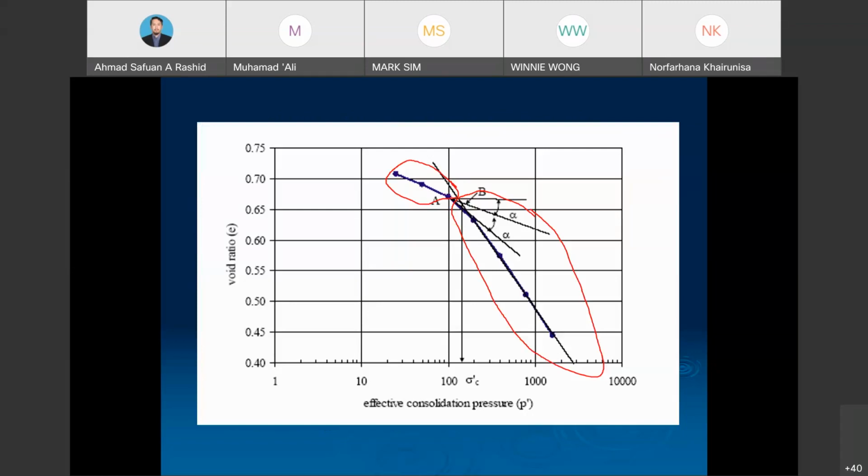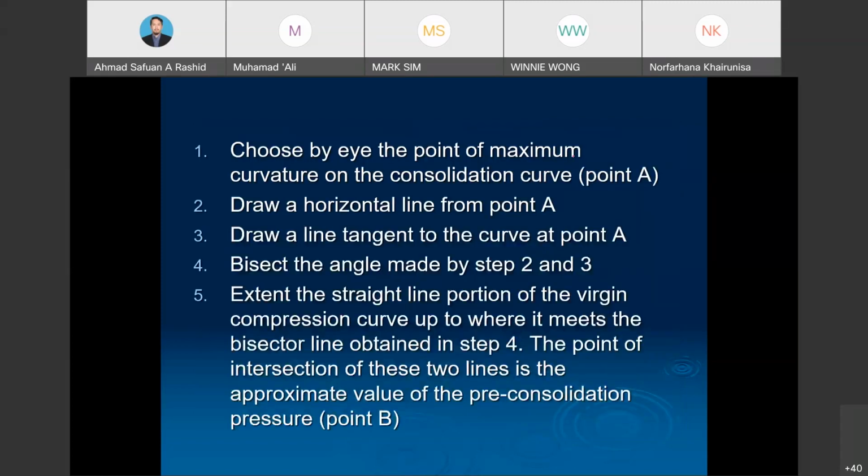Then by using a ruler, we draw a horizontal line. So this is the first step, while this is the second step: draw a line tangent to the curve at point A.